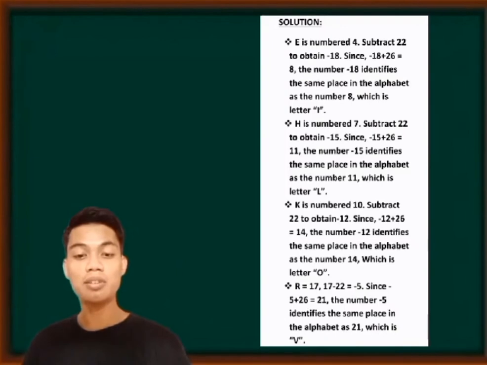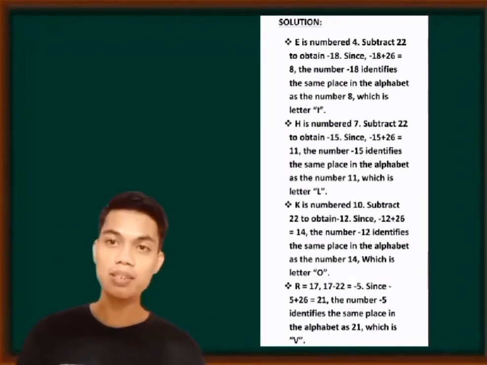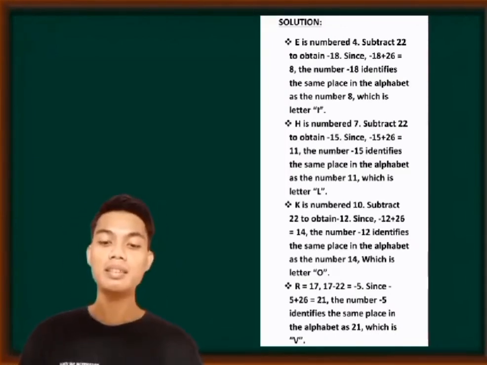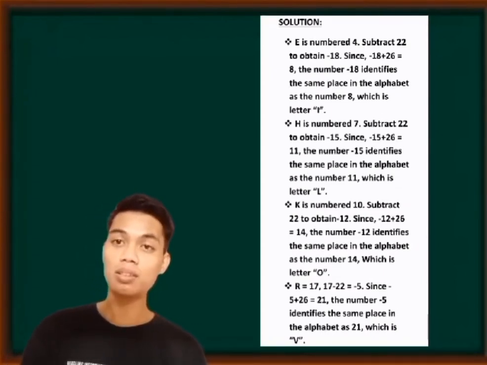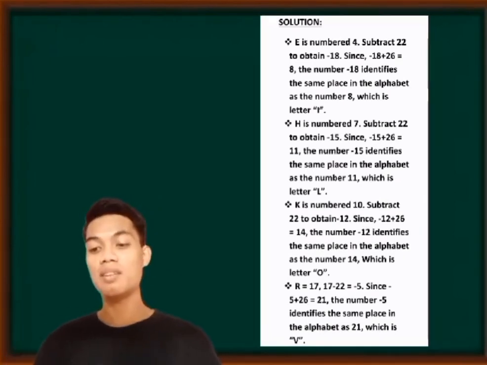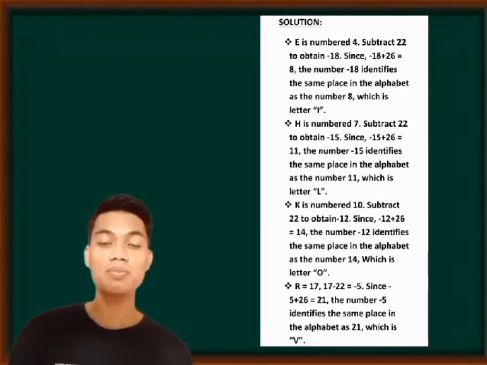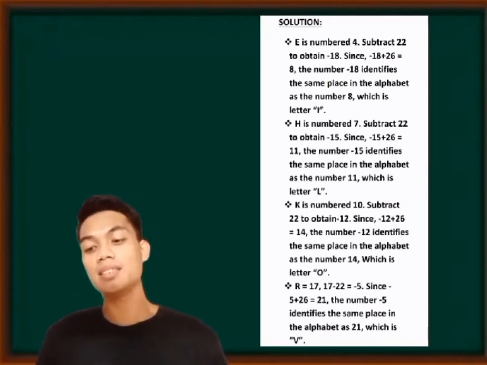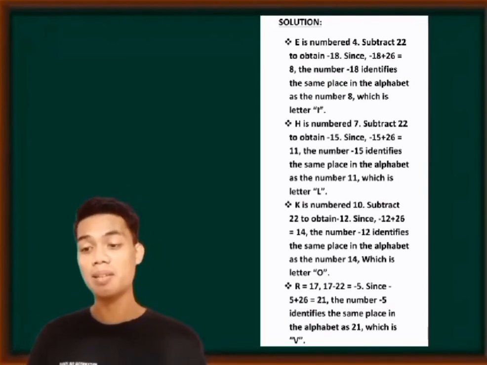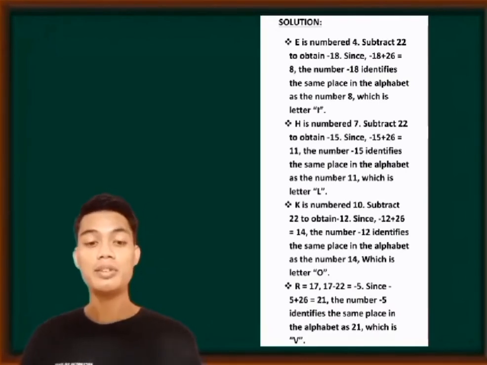Next is letter H. H is numbered 11. Subtract 22 to obtain negative 15. Since negative 15 plus 26 is equivalent to 11, the number negative 15 identifies the same place in the alphabet as the number 11, which is letter L.